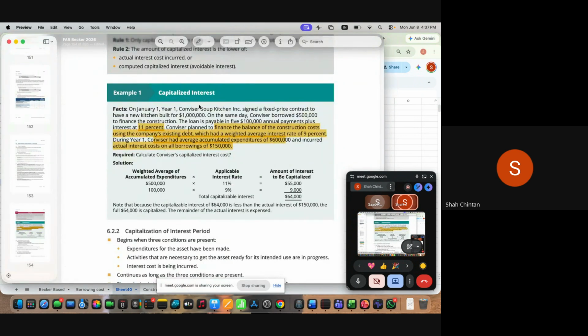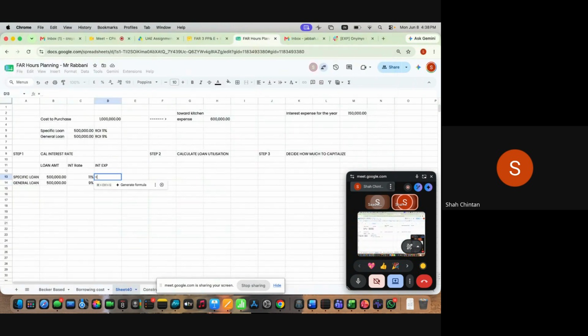Now the question doesn't say any specific dates of interest or anything, so we'll assume for the entire year. So loan amount into interest expense. So my total interest expense is 1 lakh and my total loan was 1 million. So what is my weighted average rate? This is my interest expense and this is my loan amount. So can I say my weighted rate of interest across the loan is 10%?